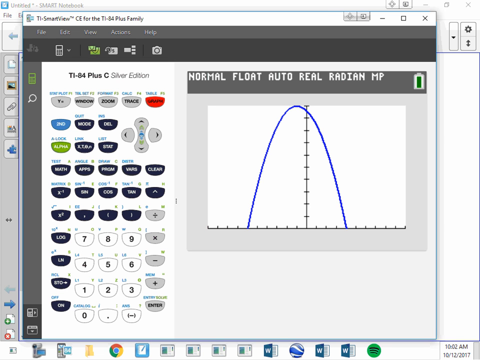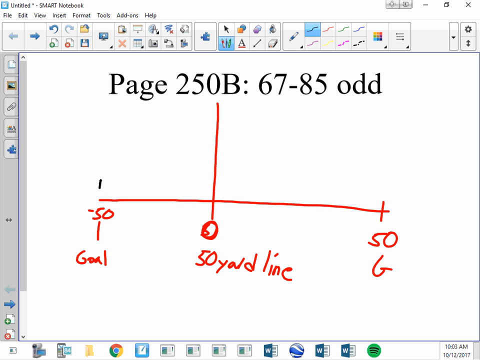20. I can't count. Let's try that again. 0, 5, 10, 15, 20. Well, no, it's 20. So this is the goal line. 5, 10, 15, 20. The 20-yard line is where the punt started.